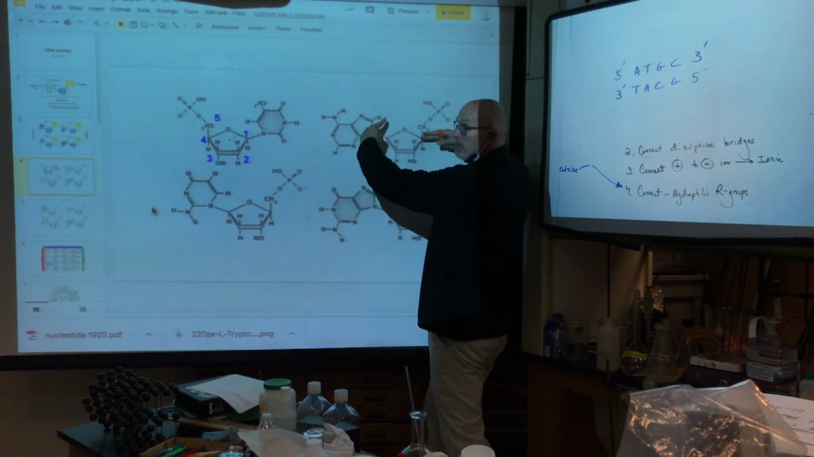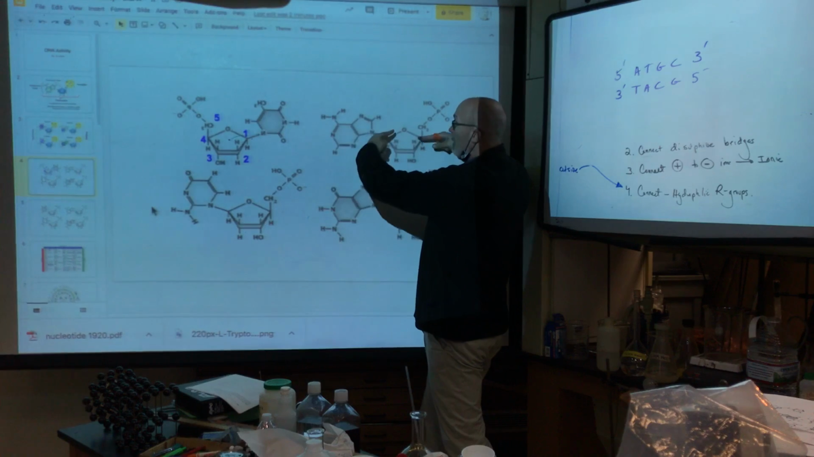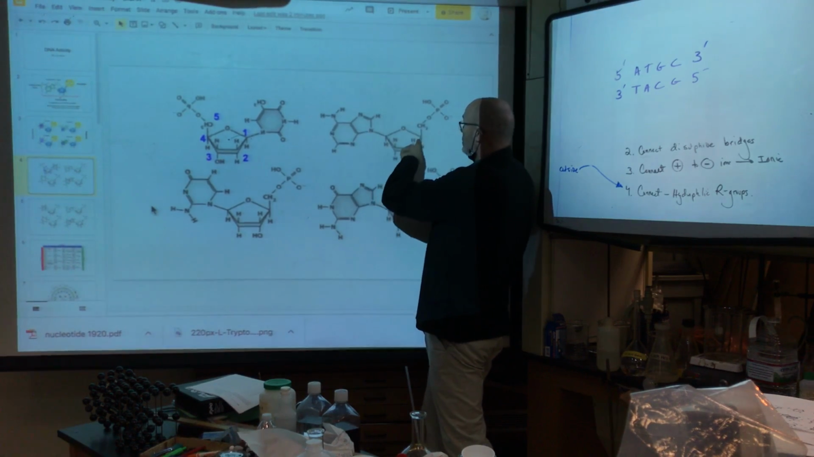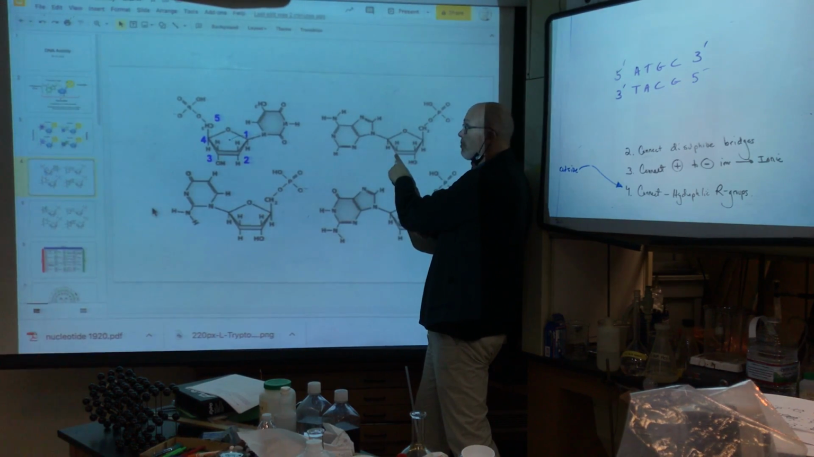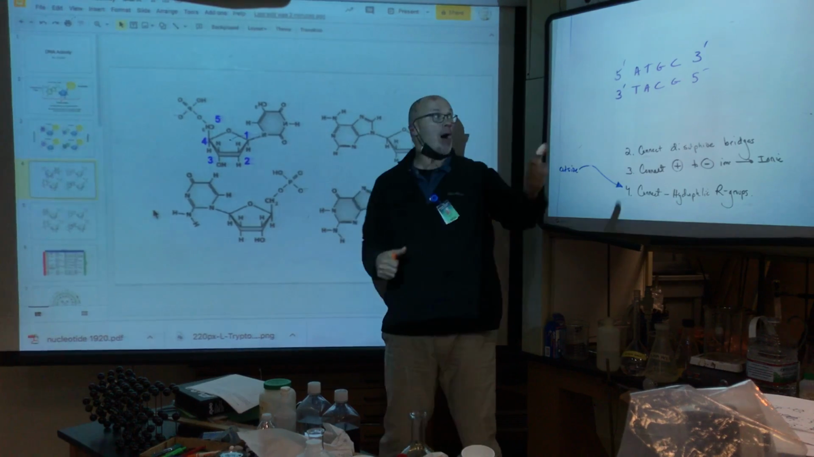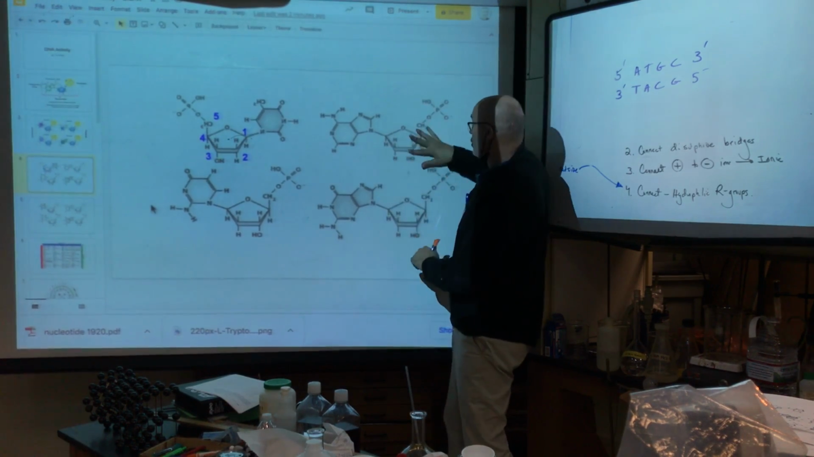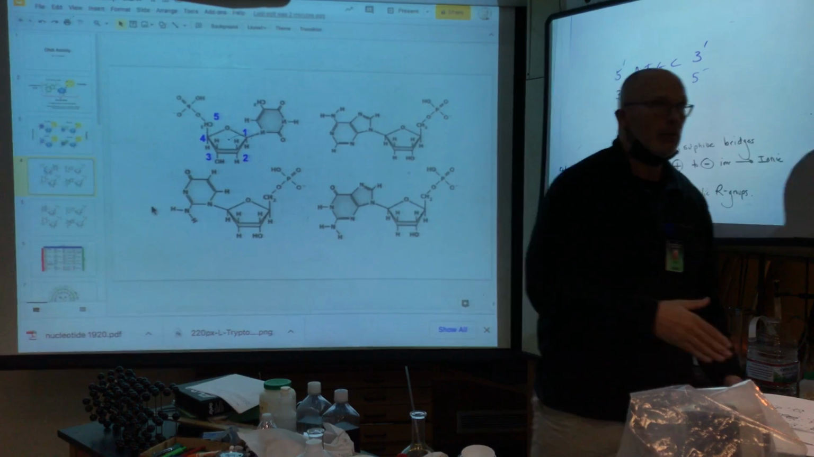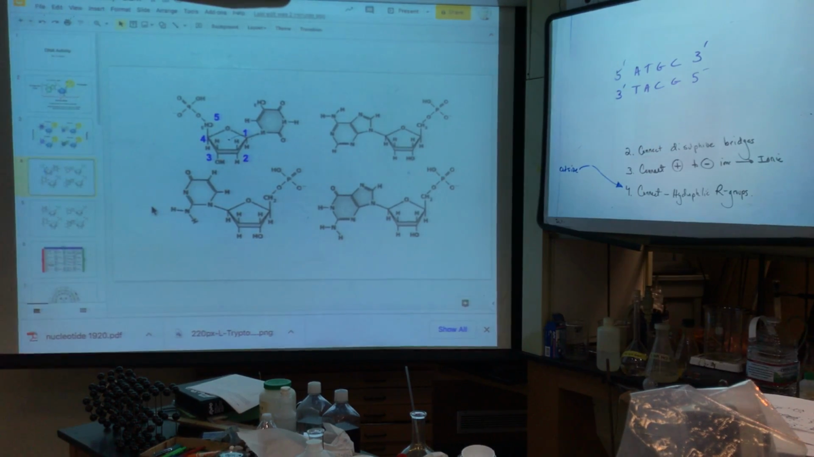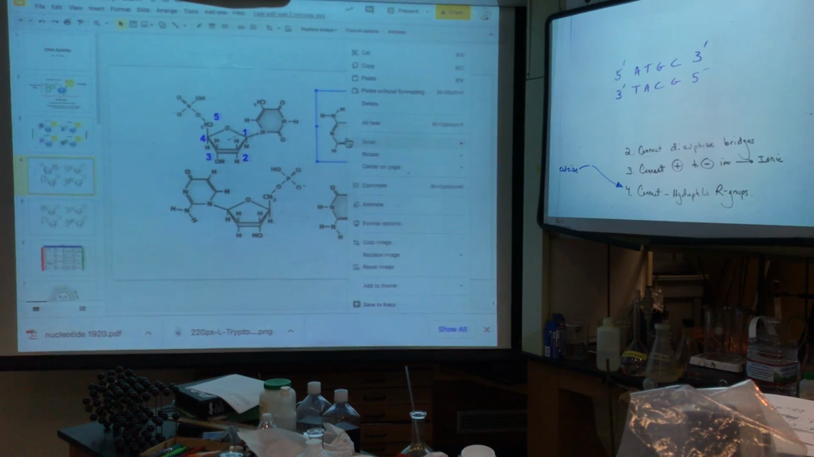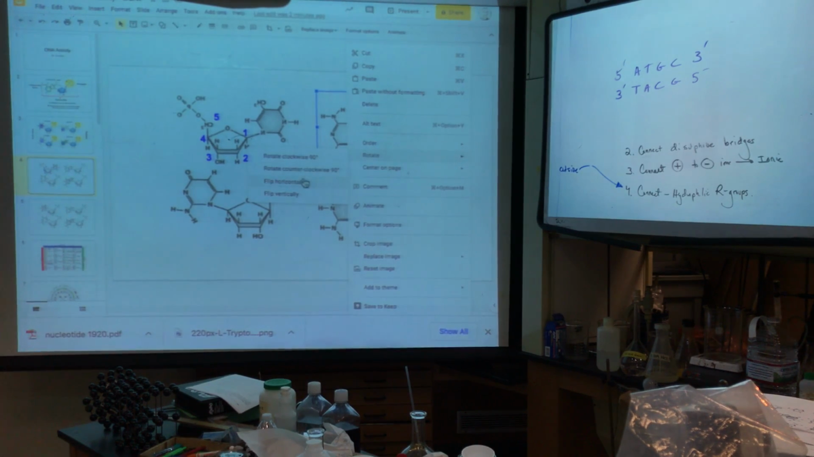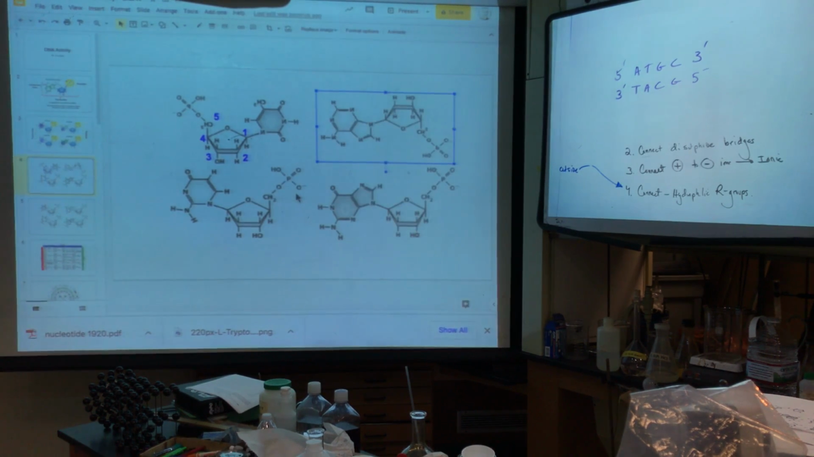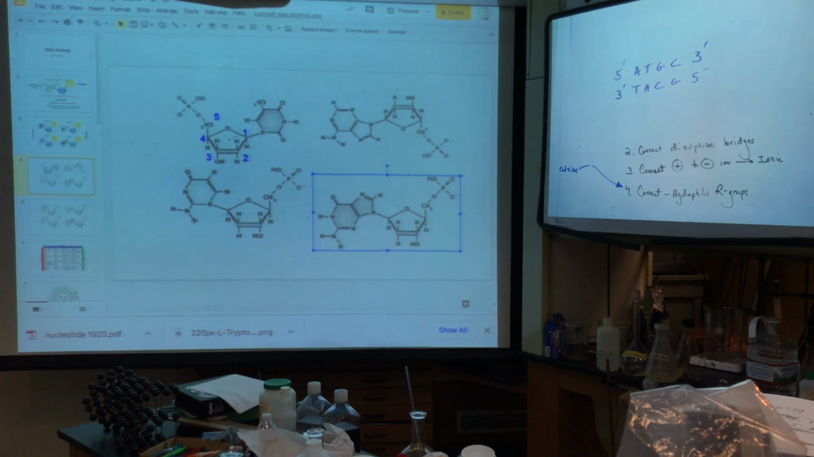This has got to be flipped. I've got to flip this one. Right? This is the first, second, third carbon. If that's the 5 prime up, the other one's got to show the 3 up. This has to be upside down. So here's what I do with this one. I click it, right click it. We're going to rotate it. We're going to flip it vertically.